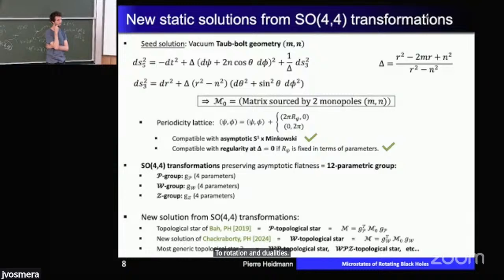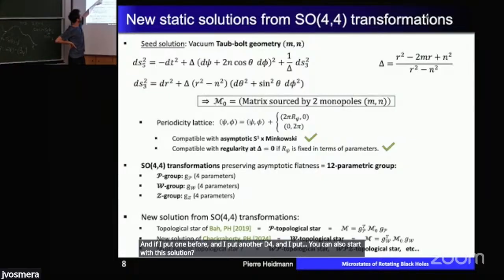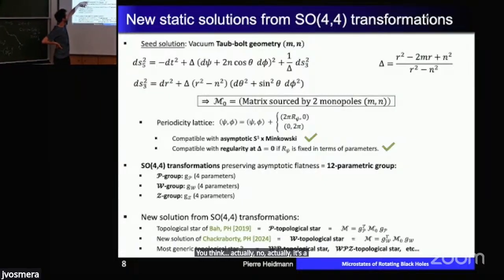So the P group, the topological star is not like that. The topological star has a black hole, and then I put one D4, and then put another D4, and then put another. You can also start with this solution. Actually the topological star is n equal to 0, so I don't know. You start with n equal to 0 and you generate from the mass, just from the mass monopole, you generate.